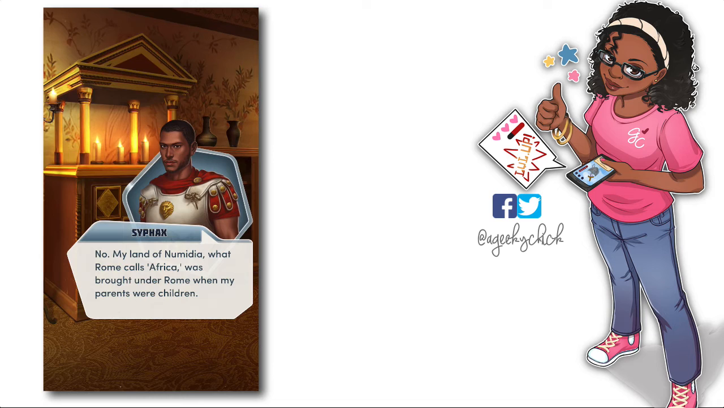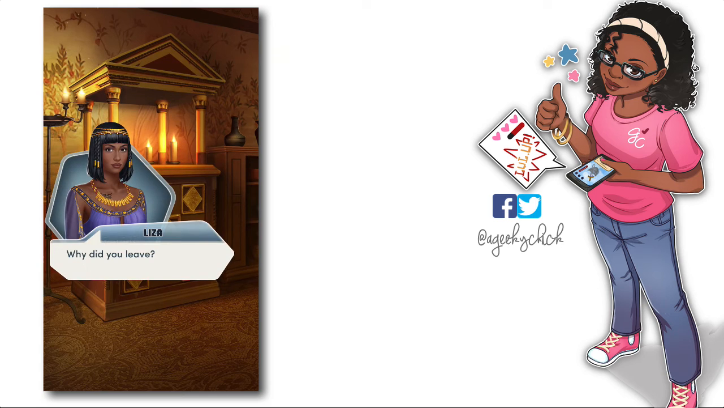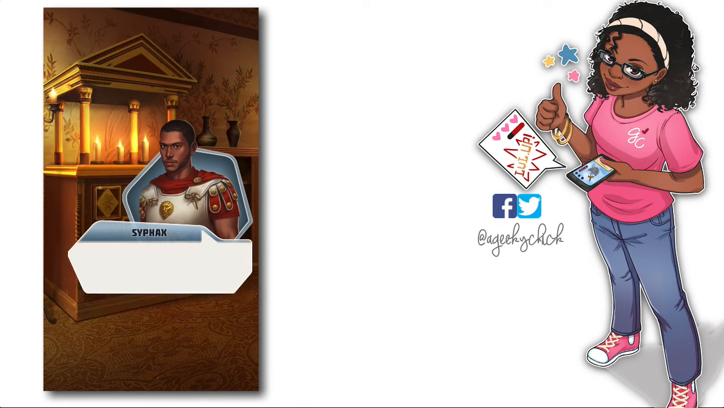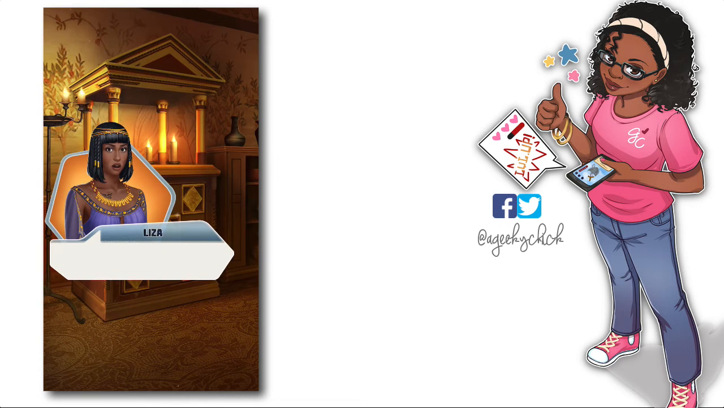No, my land of Numidia, what Rome calls Africa, was brought under Rome when my parents were children. Why did you leave? My father took part in an uprising, what Rome decided was an uprising. They sent me away from him, put me in the legions for a time. I preferred to make my own way. What happened to your family?